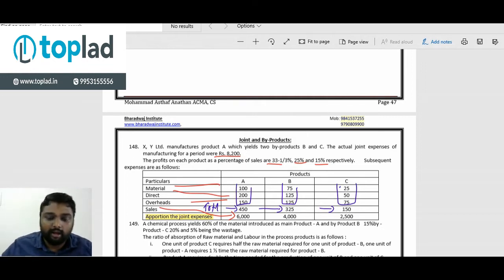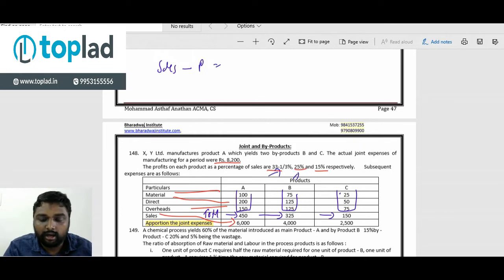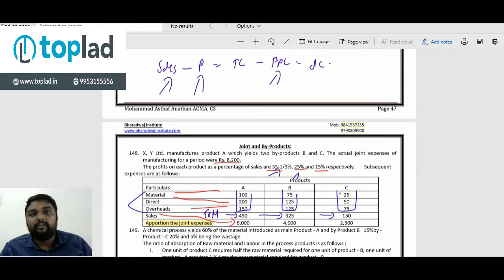Yes. Why? You have the sales. From the sales, you have the profit which is highlighted here. You will get total cost. You have your further process cost. Balance will be what? Share of joint cost. Got it? You have your sales, you have your profit, you will get total cost. You reduce the further process cost, you will get your joint cost.